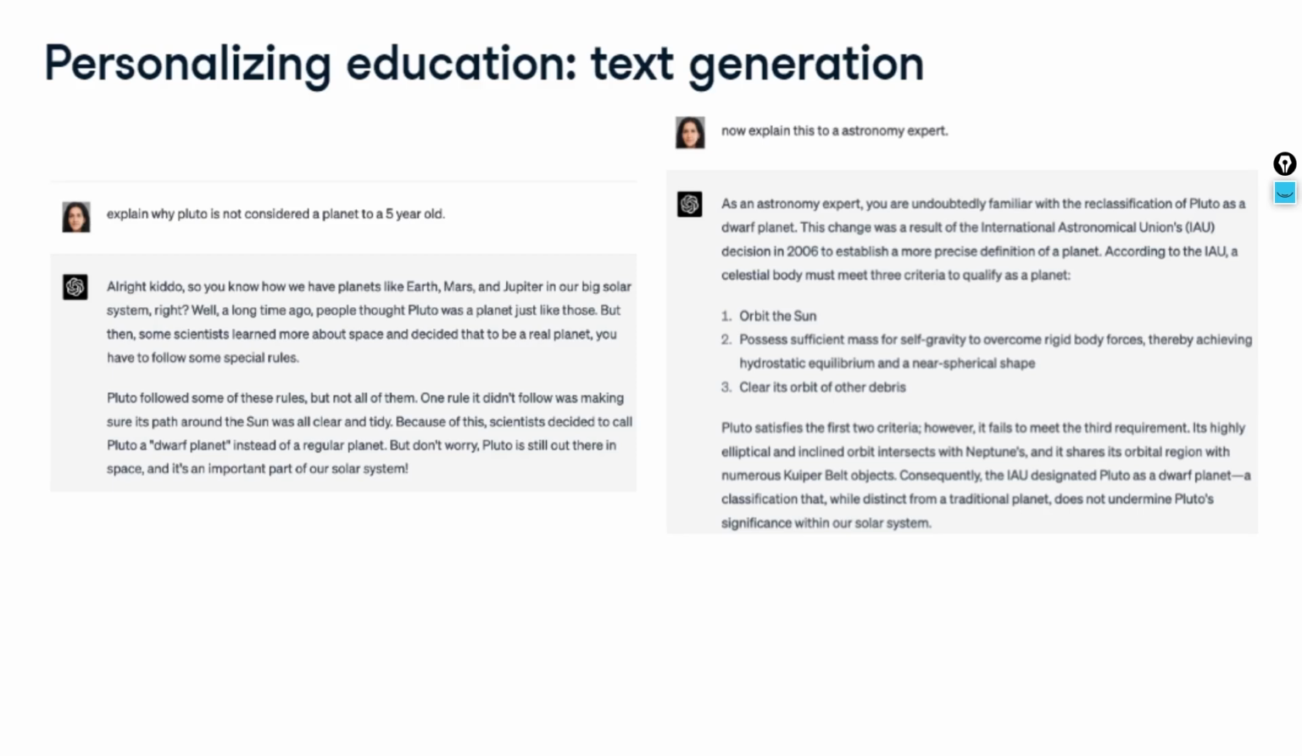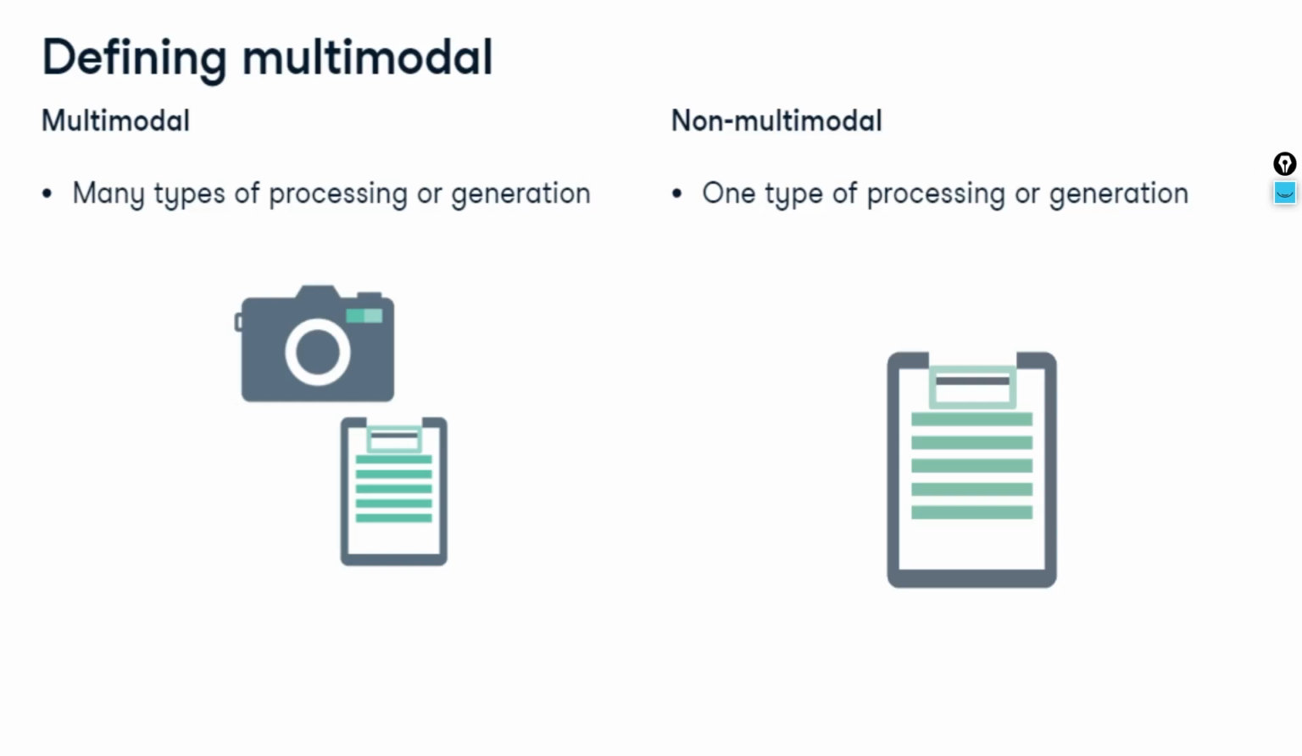Text generation is what many people use. If you want to ask any question, here is a simple example to explain. For example, if I ask to explain why Pluto is not considered a planet to a 5-year-old, you can see the explanation given by the LLM. If I ask the same question but say assume you are an astronomer expert, you can see we get a different explanation. What I mean to say is that based on the prompt you give, the LLM will understand and give the response based on your requirements.